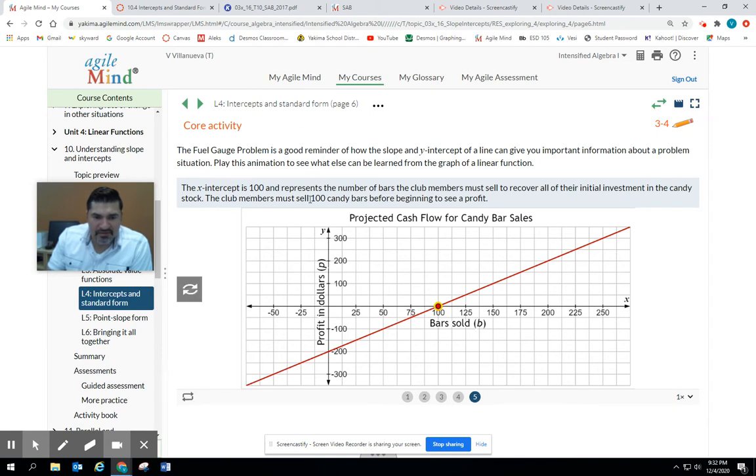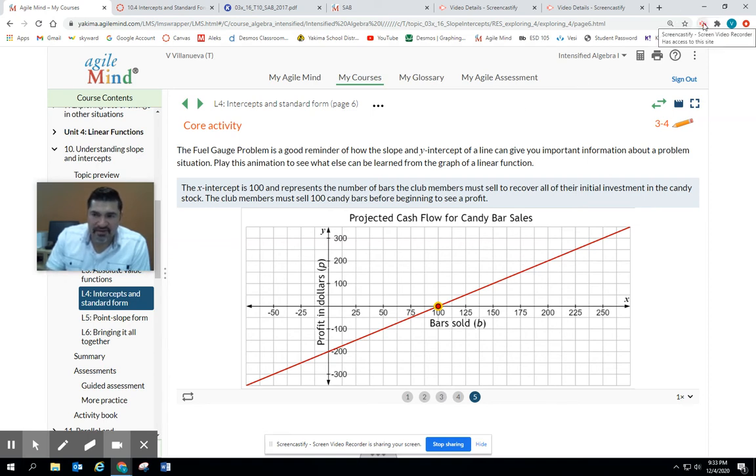The x-intercept is 100 and represents the number of bars the club members must sell to recover all their initial investments in the candy stock. The club members must sell 100 candy bars before they begin to see a profit. So once they are here, everything from here on out is profit.